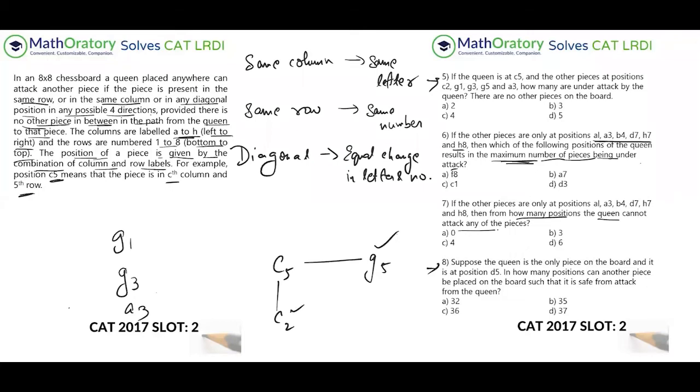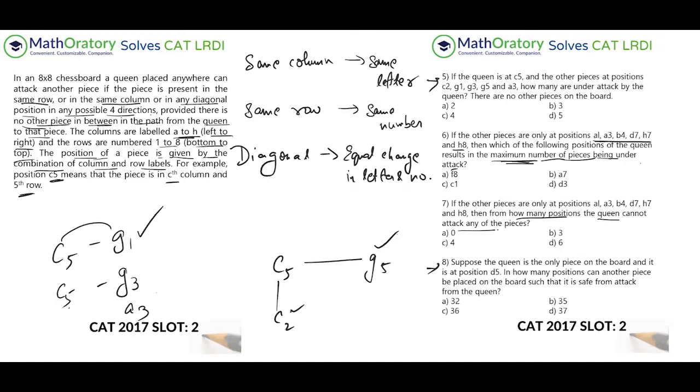So let's test the other ones out. I'm comparing C5 with G1. C to G is D, E, F, G, right? So there's a +4. And 5 to 1, there's a -4. As long as the change is equal, that will be in the same diagonal. So G1 is definitely under attack from C5. There's a +4, -4 idea going. So this is definitely under attack.